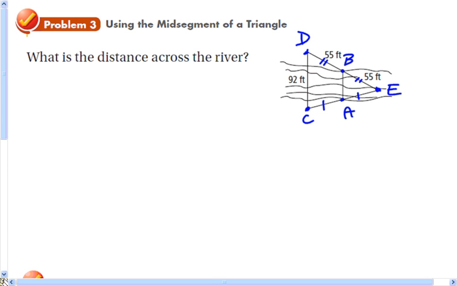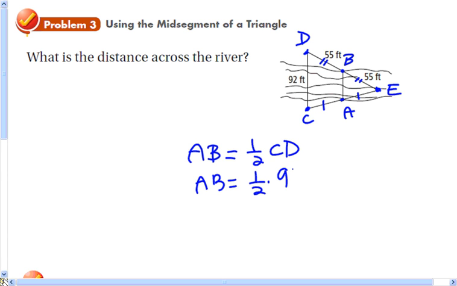All right, so we can say that AB is equal to 1/2 of the length of segment CD. So AB is equal to 1/2 times 92 by substitution, which equals 46. Assuming, of course, that this is true.